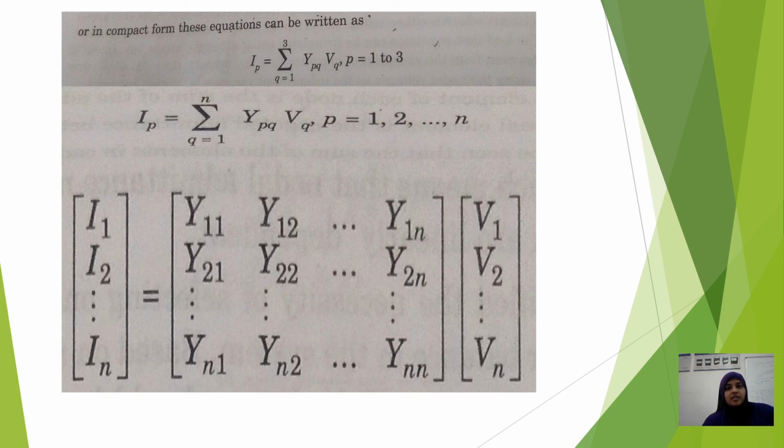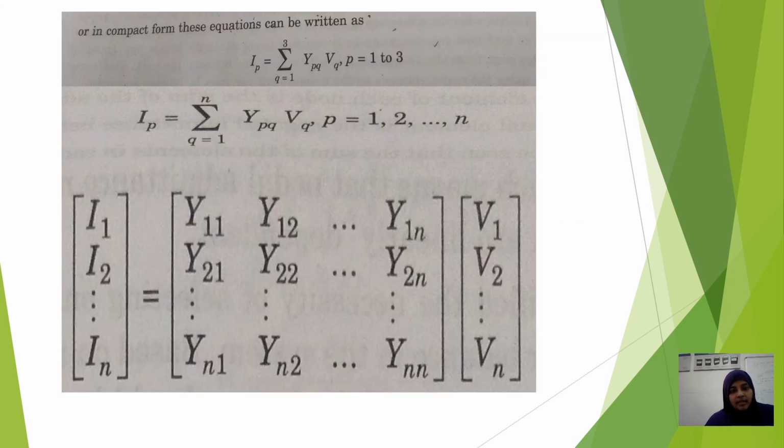If it is a 5-bus system, we can write the equation as I_P equals summation over Q equals 1 to 5 of Y_PQ V_Q, P equal to 1 to 5. Similarly for an n-bus system, I_P equals summation over Q equals 1 to n of Y_PQ V_Q, P equal to 1 to n. And the same thing we write in the form of a matrix, as we did here for the 3-bus system.